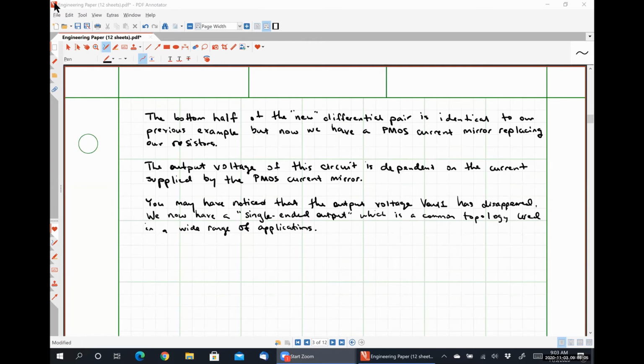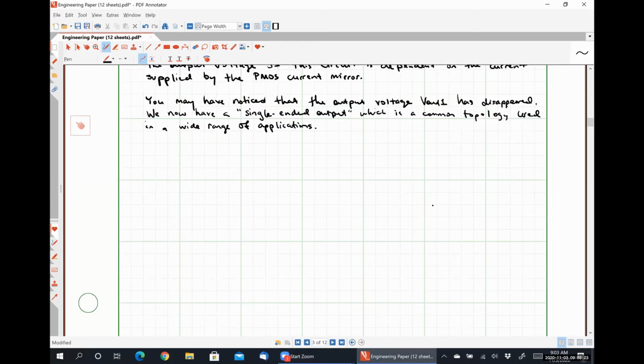So when we simulated our circuit, we saw that our differential gain increased from around 7 to around 22, 23. This is due to the increase in the output resistance of our circuit.